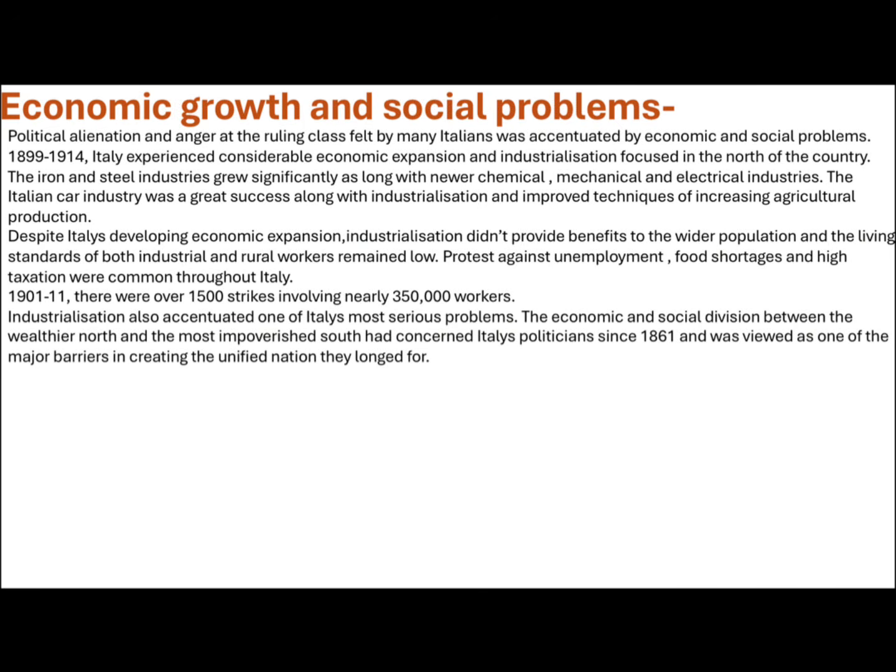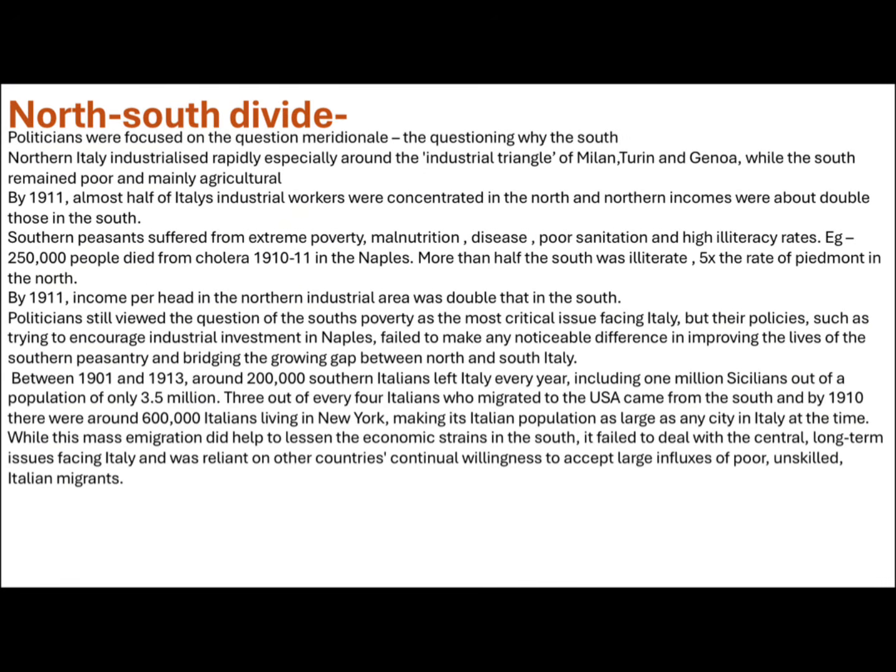Industrialisation also accentuated one of Italy's most serious problems. The economic and social division between the wealthier north and the most impoverished south had concerned Italy's politicians since 1861 and was viewed as one of the major barriers in creating the unified nation they longed for. The north-south divide, so politicians were focused on the question meridionale, the question why the south was so poor compared to the north.